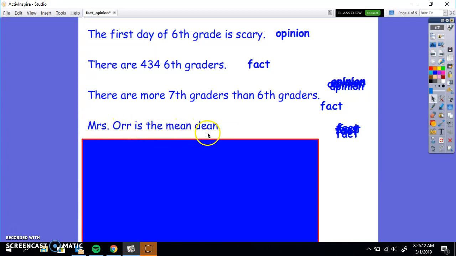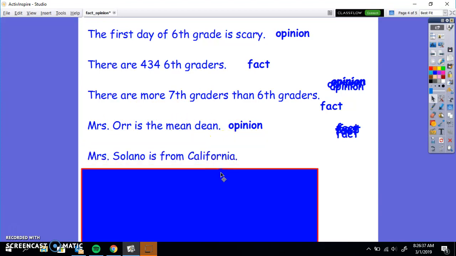Miss Orr is the mean dean. This is an interesting sentence because it has some fact in it, but it has opinion in it as well. Miss Orr is the dean, and some people may believe that she's mean, but not everyone would believe that. And so by saying mean, this makes this sentence an opinion. Even though she is a dean, the mean part puts it to opinion.